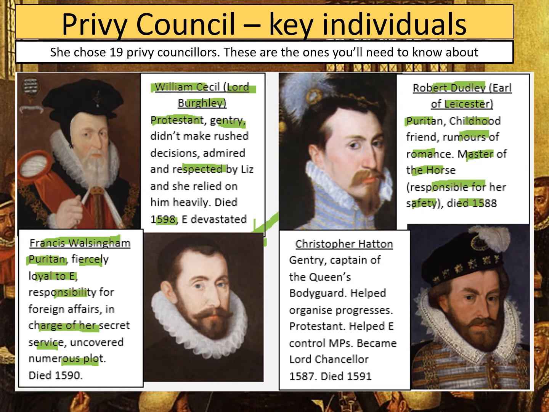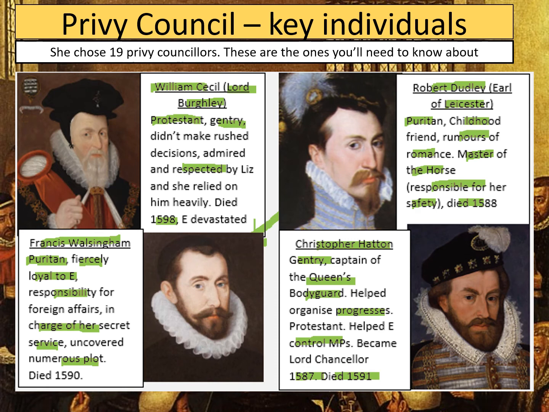The last one to know about is Christopher Hatton. You don't need to know as much about him as the other three, but he was still important to Elizabeth. He was a member of the gentry, had been promoted, and therefore was totally loyal to her. He was also captain of the Queen's bodyguard. His most important role in the Privy Council was helping her organise the progresses, which we know are really important for propaganda and also a practical measure for Elizabeth. He also, just like Cecil, helped to control MPs in Parliament and had even become Lord Chancellor in 1587. Elizabeth again was devastated when he died in 1591.